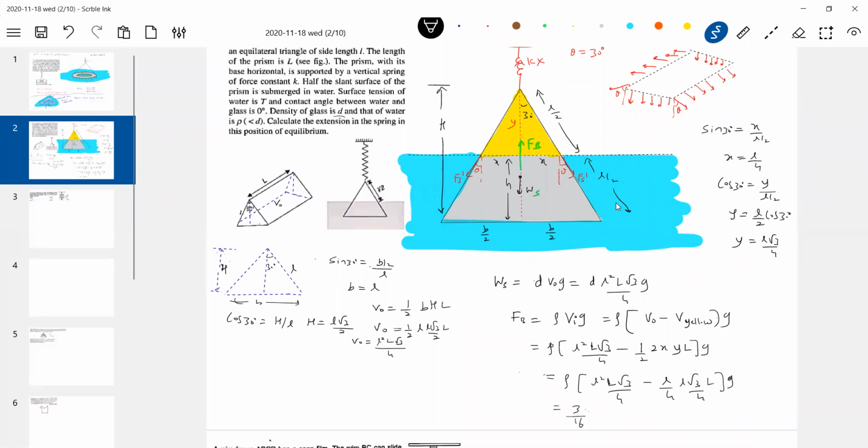Sir, half into L by 4, sir. Okay, here the 2 cancels, no? X is L by 4. Y is what? L root 3 by 4. Okay?